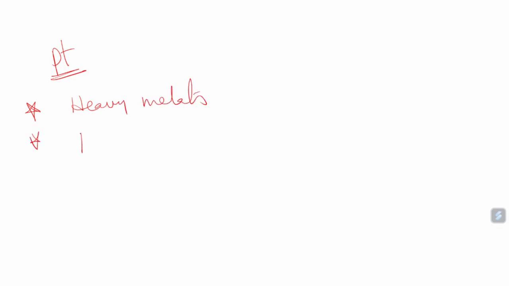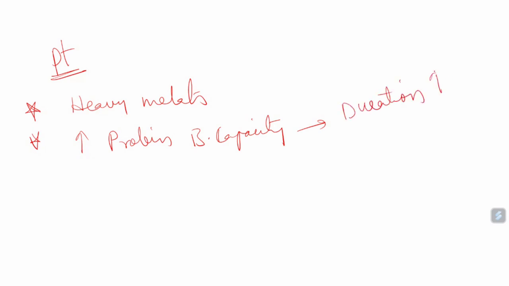They have high protein binding capacity. Since their protein binding capacity is very good, their duration of action is also very high. Number one, first point, they are heavy metals. They have good protein binding capacity. Because of that, their duration of action is very high.